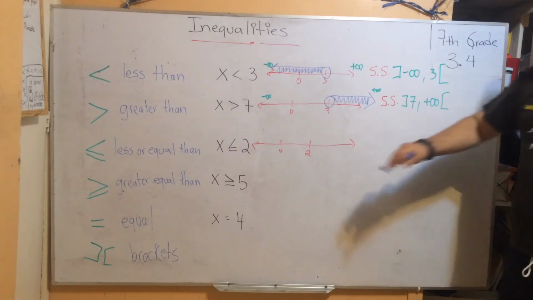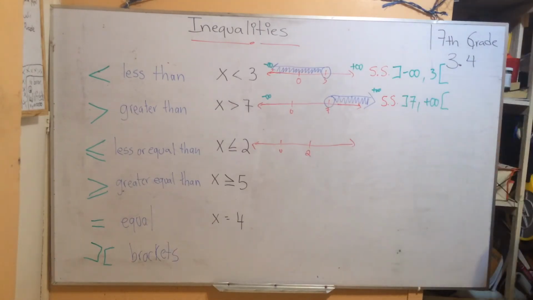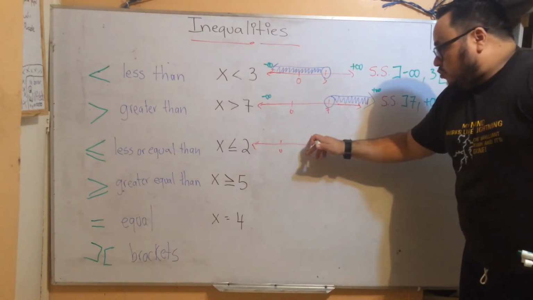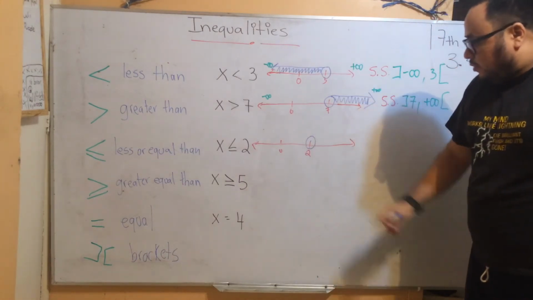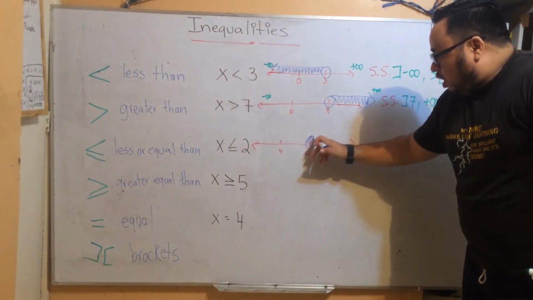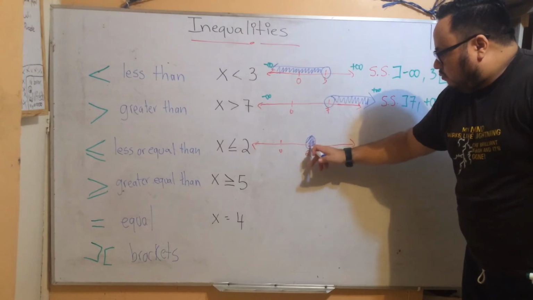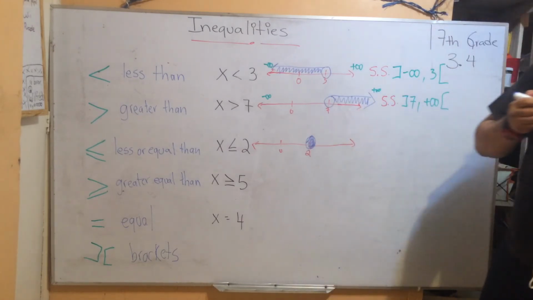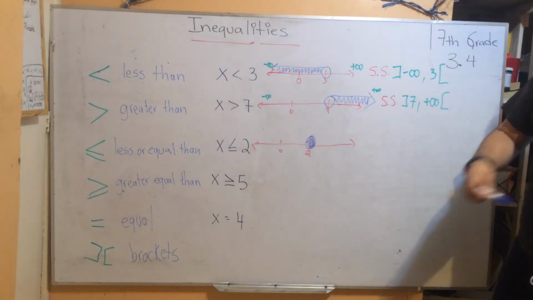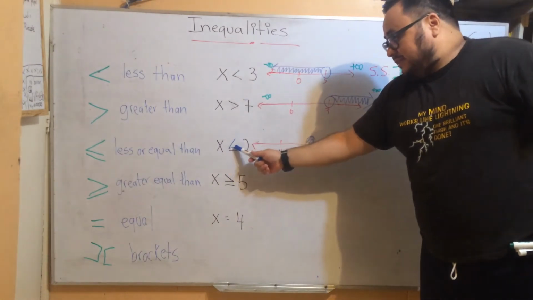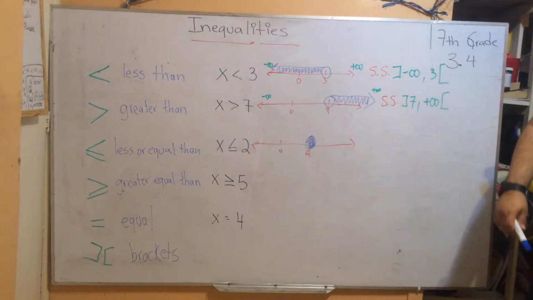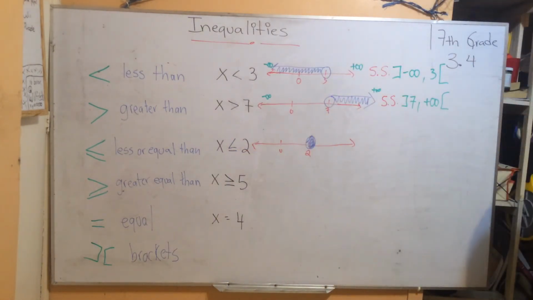Now, when we graph this inequality in a number line, the 2 is included. So we place the number 2, but now we color the circle, because 2 is now included. And we're looking for the numbers that are less or equal.